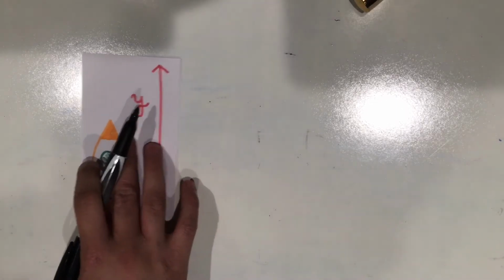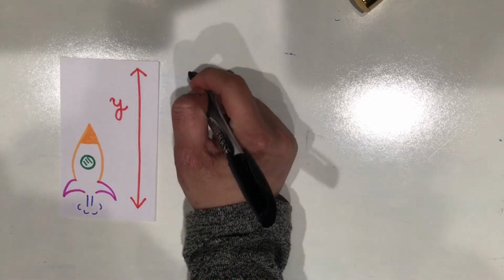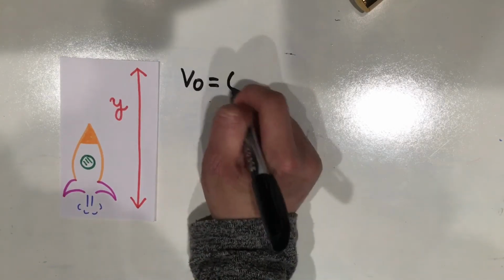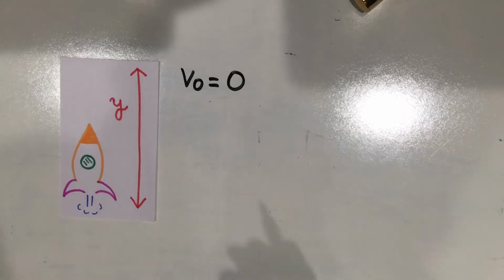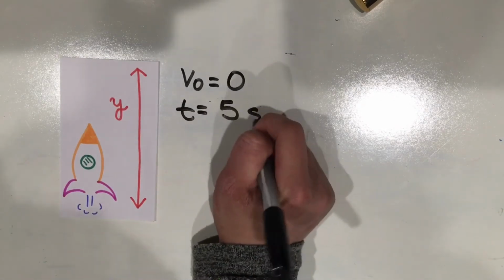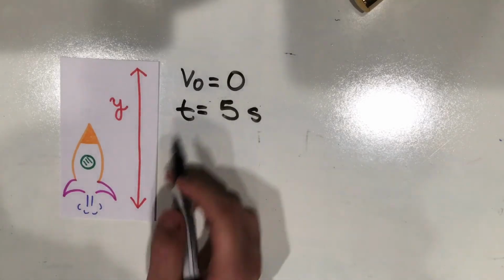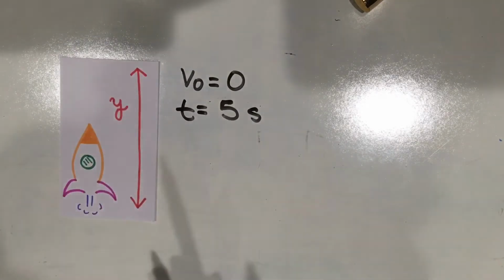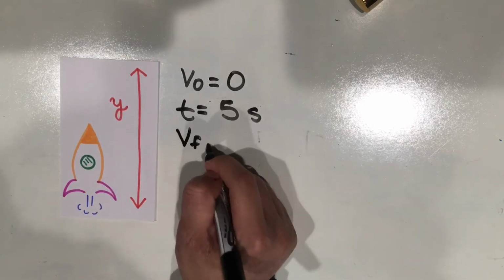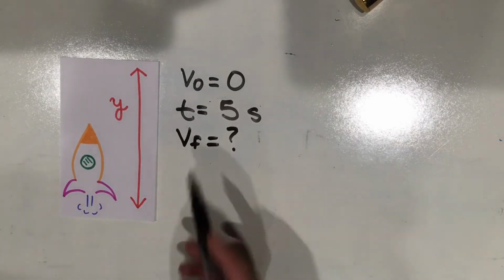So now let's say this water rocket is launched into the air. So we can say that the initial velocity is 0 because it starts off on the ground, not moving. And let's say the rocket's launched in the air for 5 seconds total before it comes down. So the total amount it takes for it to go up and down is 5 seconds. And we don't have final velocity. So this is what we're solving for.